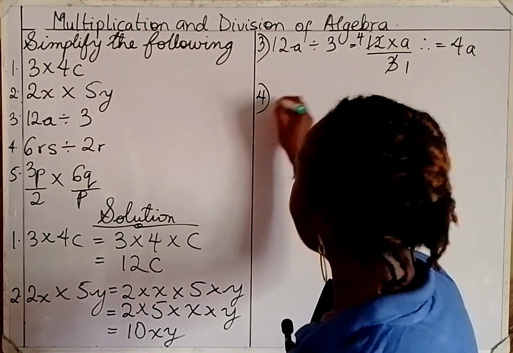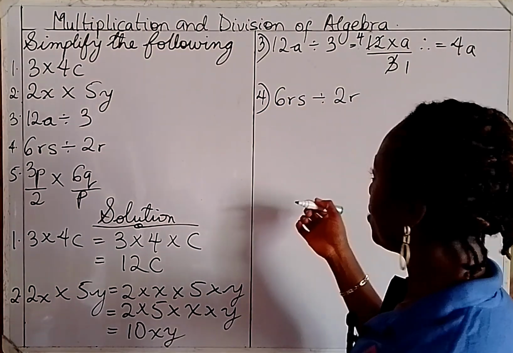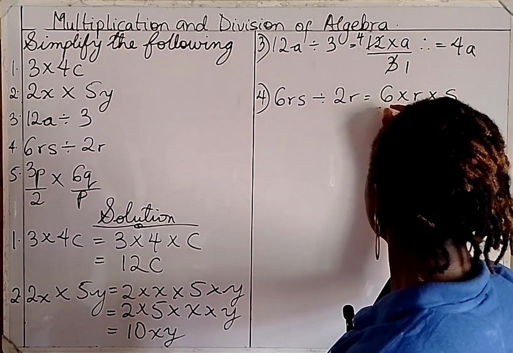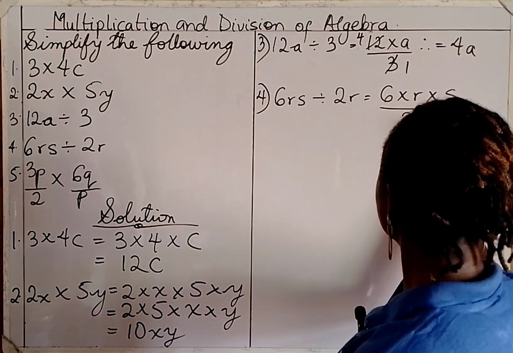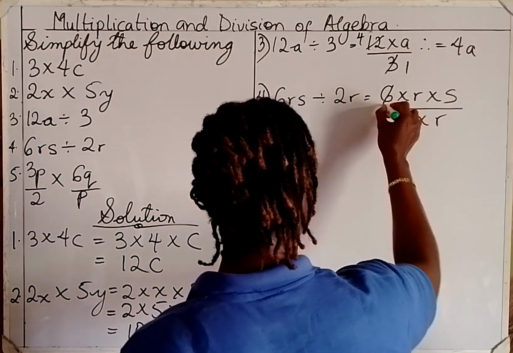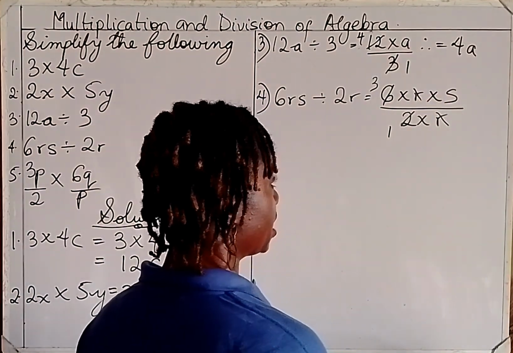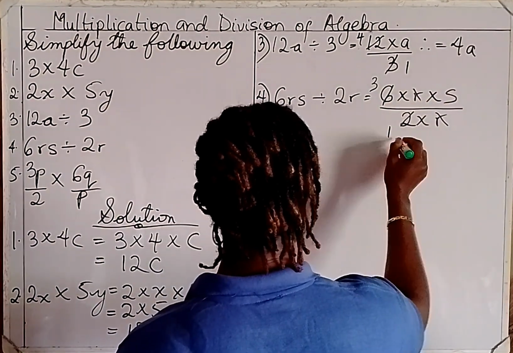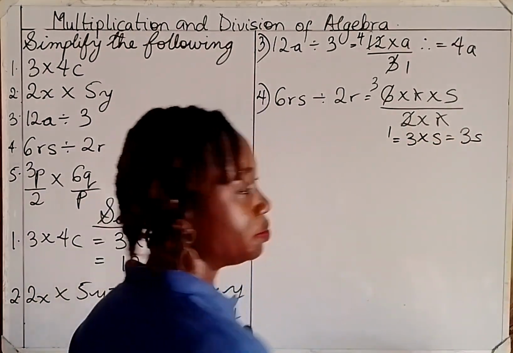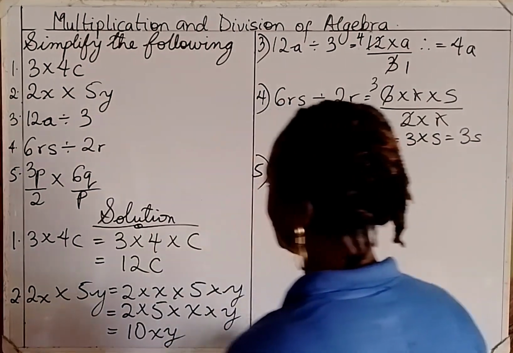Question 4. 6rs divided by 2r. Alright, so in this case we would say 6 times r times s over 2 times r. Now here, 2 into 2 is 1, 2 into 6 is 3. Then r cross out r. So what are we left with? We are left with what? 3 times s, which equals 3s. I hope it's easy.